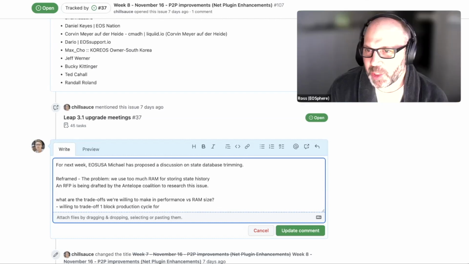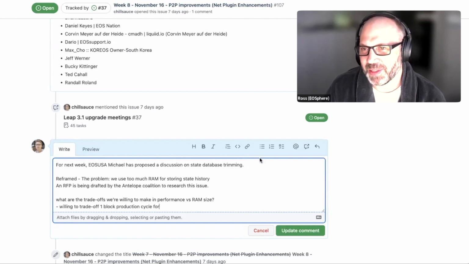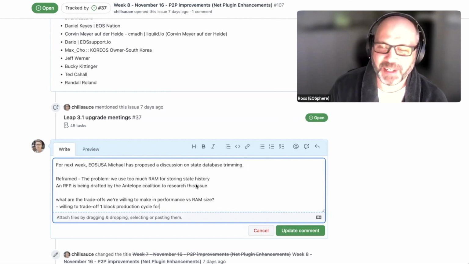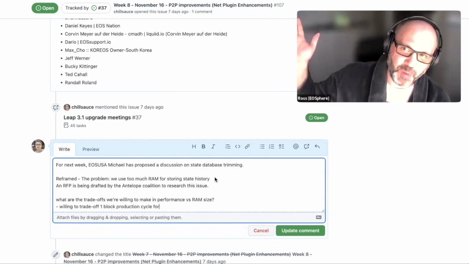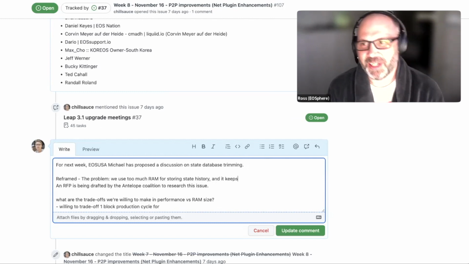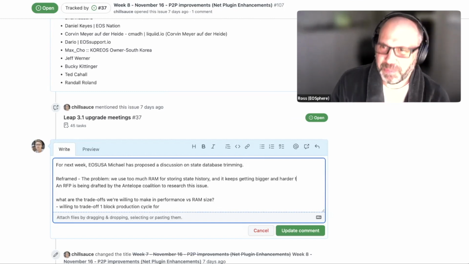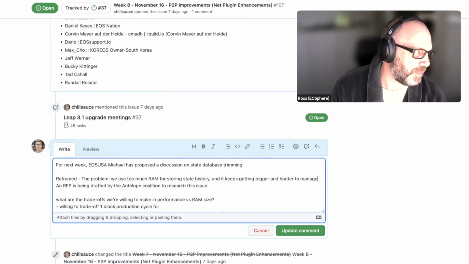So I suppose the problem statement is that we're using too much memory, especially with the busier chains, and it's just increasing on a day-to-day basis more and more until eventually, I don't know about Moore's law on RAM, but it's just getting harder and harder to effectively be pure everything running in RAM rather than some kind of TempFS solution.